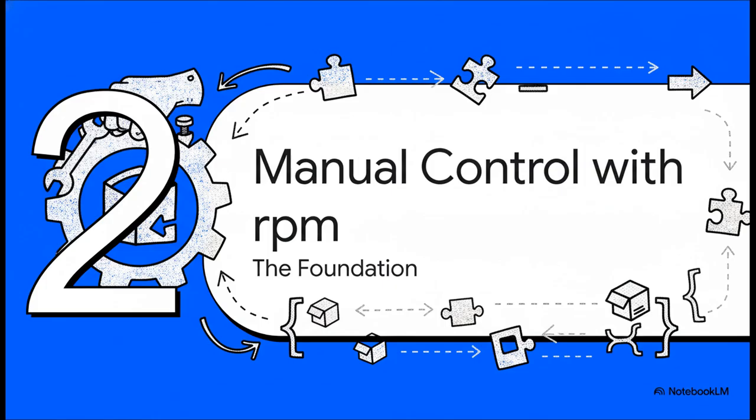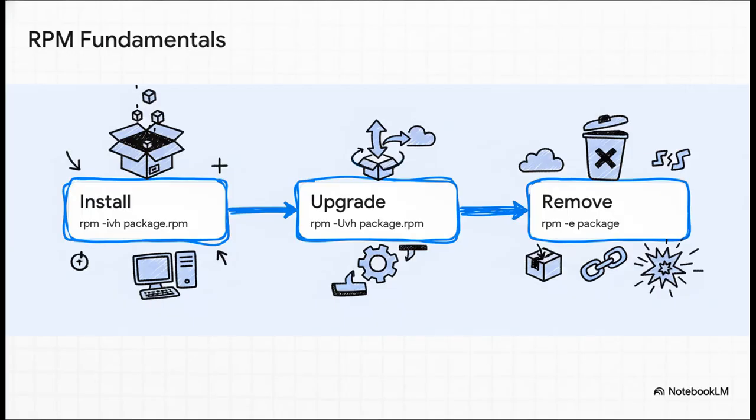This is where you get total hands-on control. These are the big three operations you'll use. To install something, it's rpm -ivh and the full file name. To upgrade, you swap the i for u, so rpm -uvh, and to get rid of a package, it's rpm -e. Now pay close attention here. For removing, you use the package name, not the whole file name. That little detail trips a lot of people up.